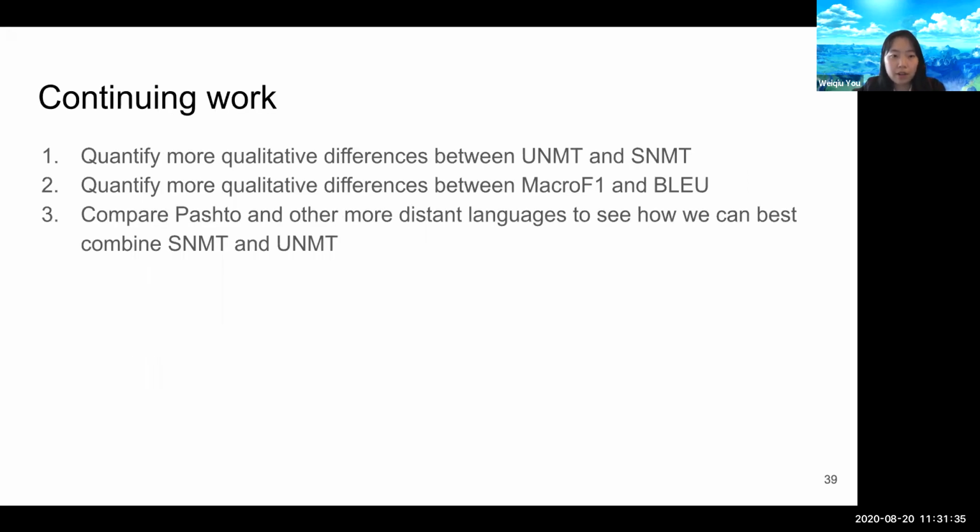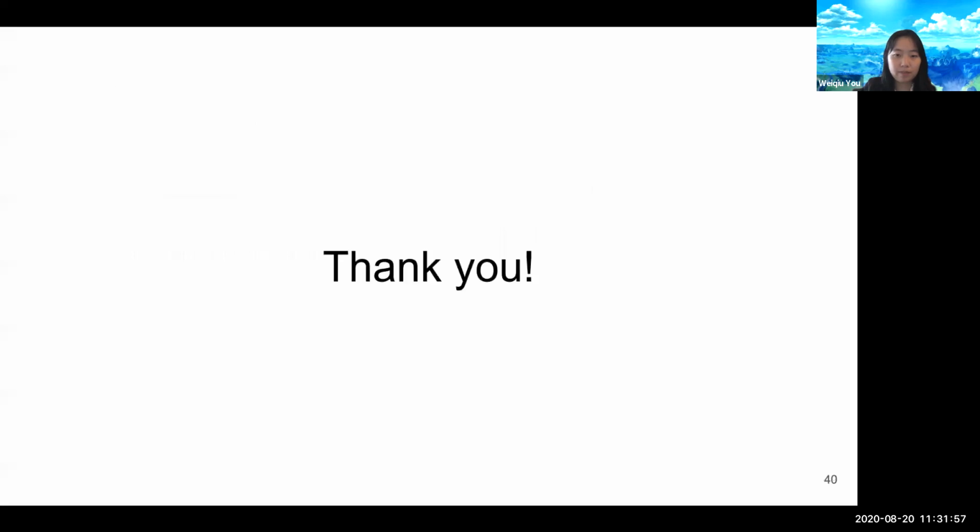Some continuing work is quantifying more qualitative differences between both UMT and SNMT and macro F1 versus BLEU. Also, we want to compare Pashto and other more distant languages to see how we can best combine SNMT and UMT. Thank you.